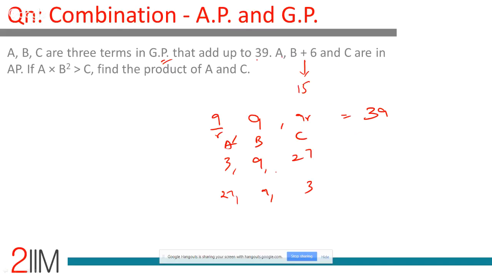Our other condition, A into B square greater than C. 3 into 9 square greater than 27, that is true. 27 into 9 square greater than 3, that is true. Find the product of A and C. That is 81 in both cases. Done.